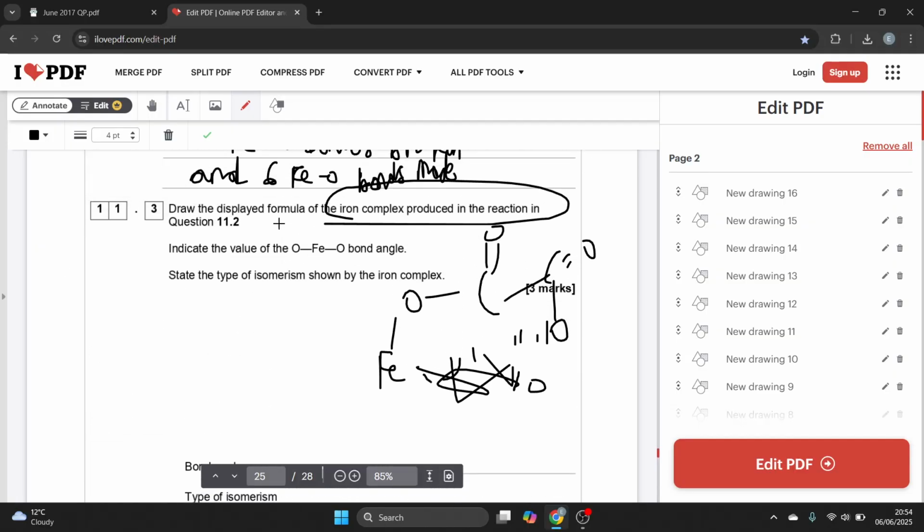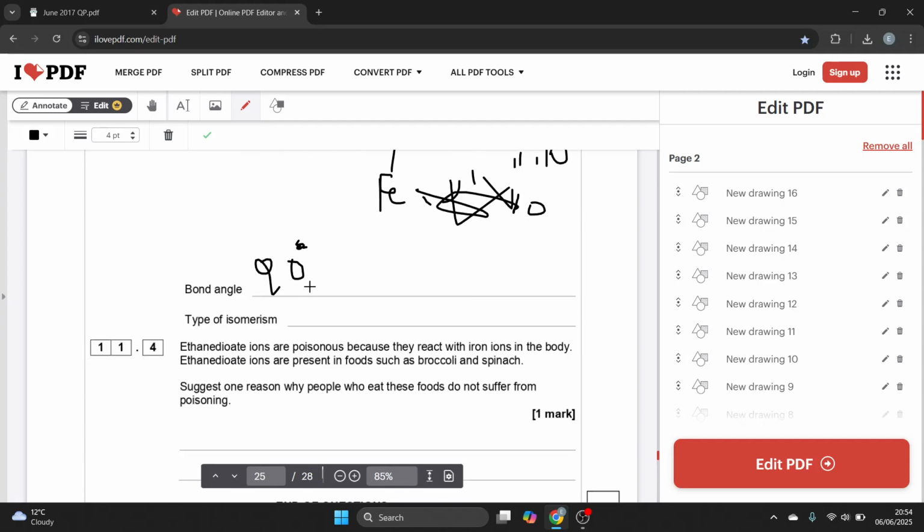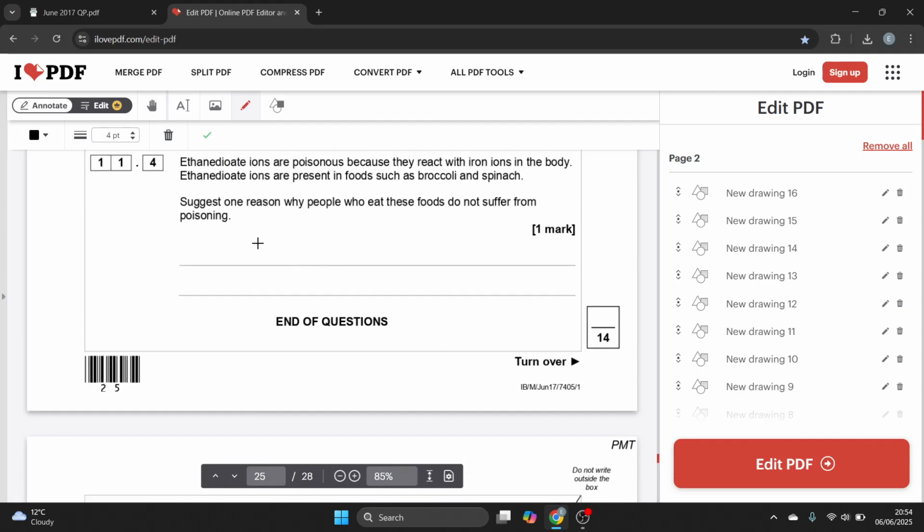Bond angle though, 90 degrees, and type of isomerism. It's not cis-trans. It's got to be optical then. Low concentration. And that's it.